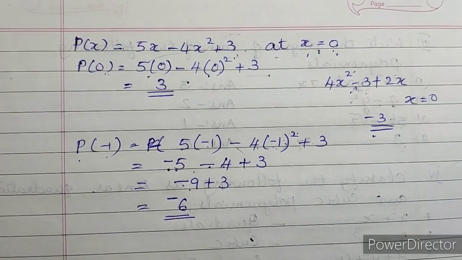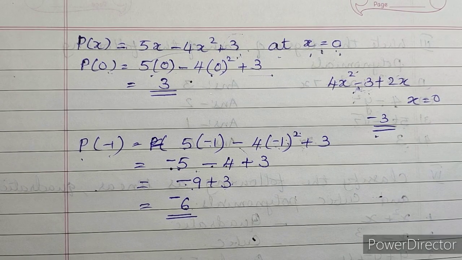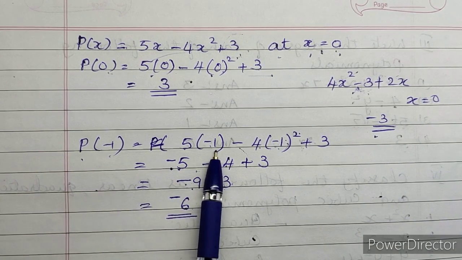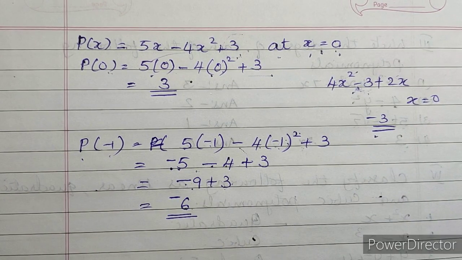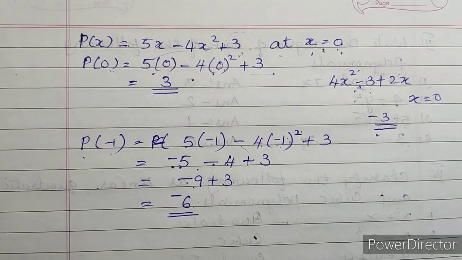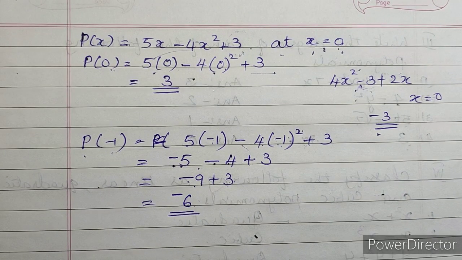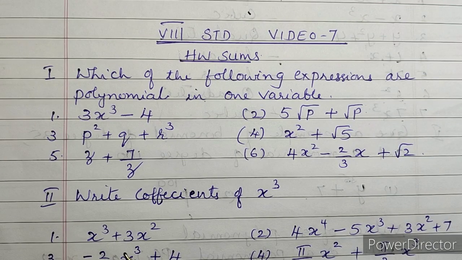Hope you understood, children. Similarly, p of 2 also, wherever x comes, you have to put it as 2 and find the value of that polynomial. Hope you will do that. Some few homework sums also I will give. These are the homework sums, children.